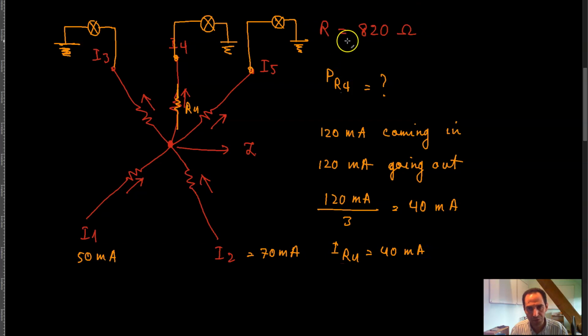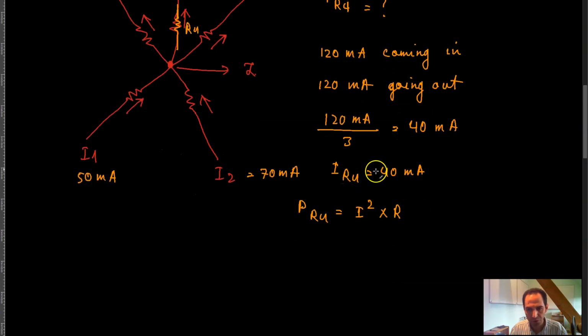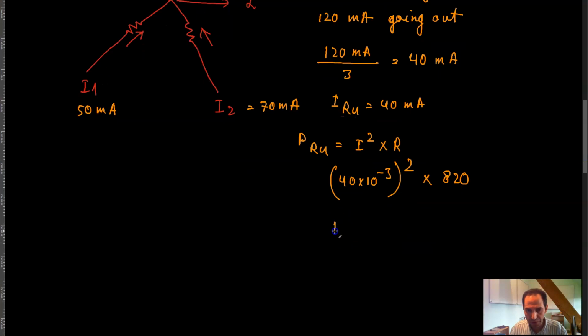And the value of R4 is 820 ohms, which means that P of R4 is equal to I squared times R. The current going through the resistor is 40 milliamp, so 40 into 10 raised to the power negative 3, raised to the second power, times 820, which is the value of the resistor. That is the same thing as 1600 into 10 raised to the power negative 6 times 820.